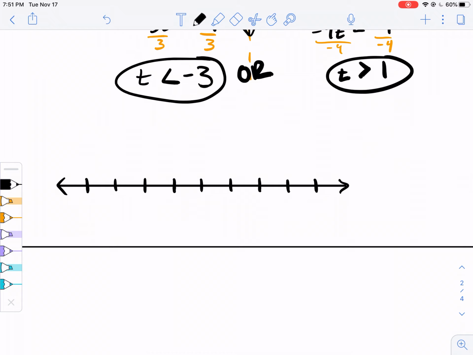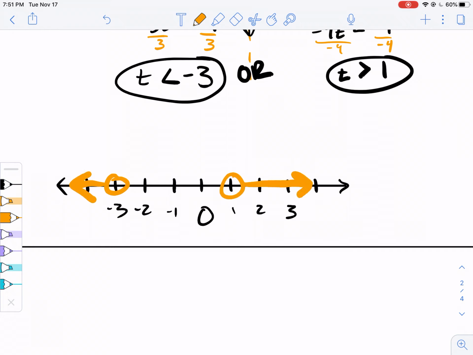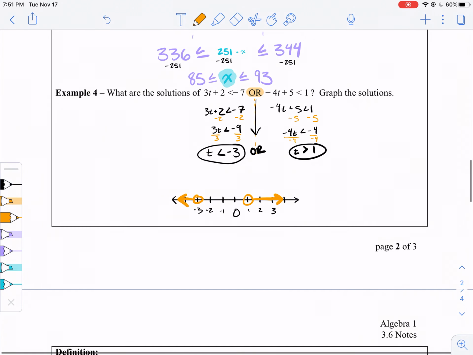To put this on our number line, let's put 0 here, negative 1, negative 2, negative 3, 1, 2, 3. T is less than negative 3 goes this way, or t is greater than 1 goes that way. We graphed the solution.